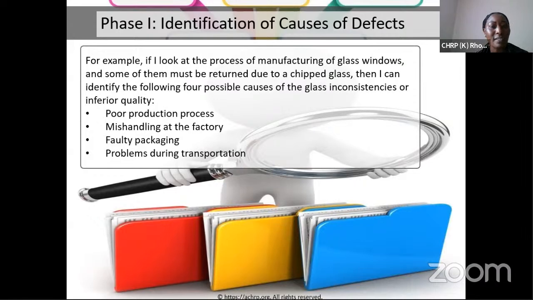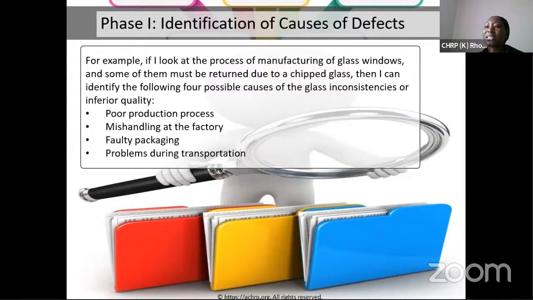Then they also looked at mishandling at the factory. After the production has been done, you have to move this glass from, maybe, one point on the production floor to the warehouse, waiting for delivery. There could be mishandling issues. Probably we don't wait for it until it dries. Maybe it's recklessly carried, so that could be an issue. The other issue they looked at could be faulty packaging. Maybe by the time we remove it from the warehouse and we are packaging it, we are not packaging it well in a very protective way. By the time it reaches the customer, it already has broken edges, or it's already damaged.